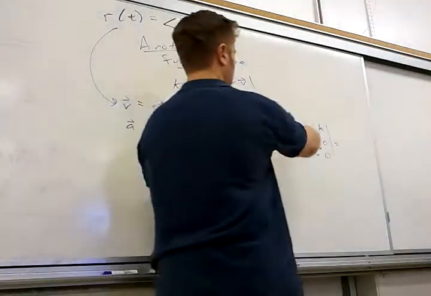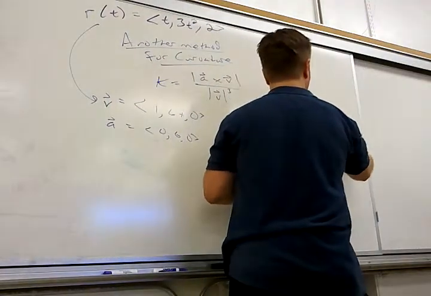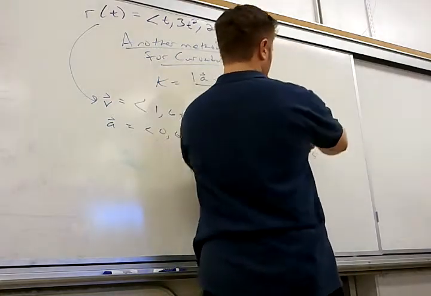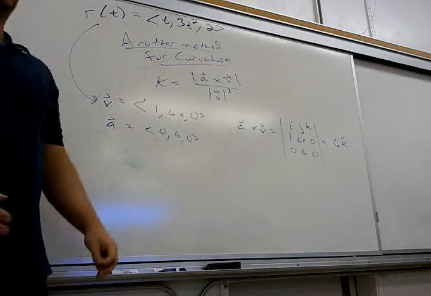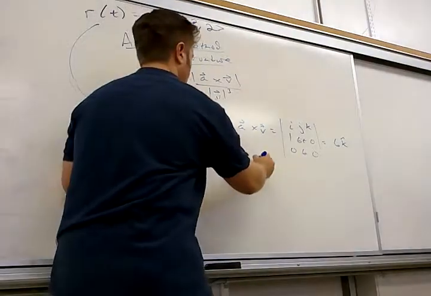So what do you guys get for this? We get 6k. Yeah, we just get 6k, because everything else is 0, 0, 0, 0. The k has nothing but 0 in there. And then, what's the magnitude of A cross V?